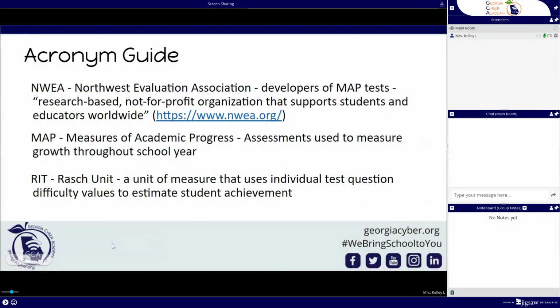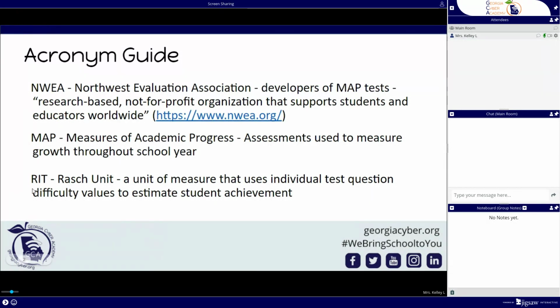So, an acronym guide. We usually say NWEA MAP a lot. NWEA just stands for Northwest Evaluation Association. Basically, these are the creators of the MAP test. They also make different types of assessments, but we use them mainly for MAP. And then MAP stands for Measures of Academic Progress. These are the assessments that are used like a benchmark test to see how students are growing throughout the school year.